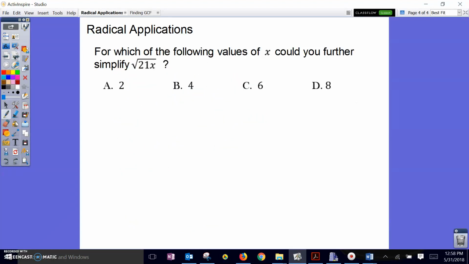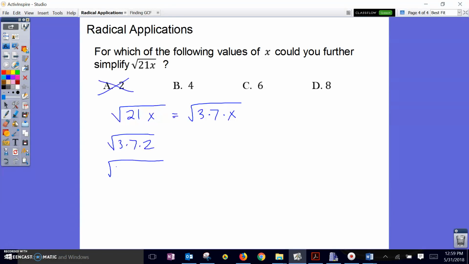Okay, and the last problem here. For which of the following values of x could you further simplify square root of 21x? And so we've got square root of 21x. If we break down the 21, this is now 3 times 7 times x. And now again, we're going to inspect and see what happens when we put these different values of x in and see if it is possible to simplify based off of those. We don't have any matching prime factors when we put 2 in for x, so that one doesn't work. If I put 4 in, remember 4 is 2 times 2, so I do have a pair of factors.